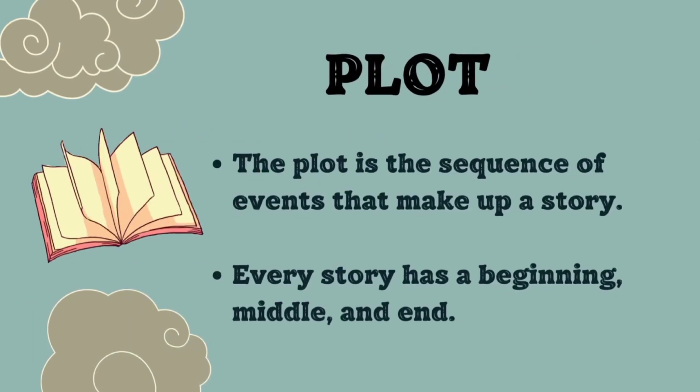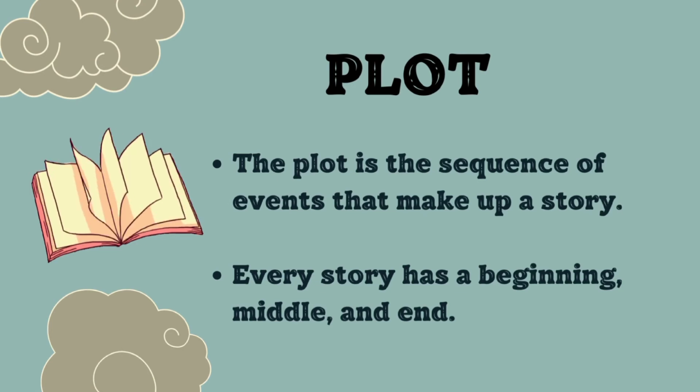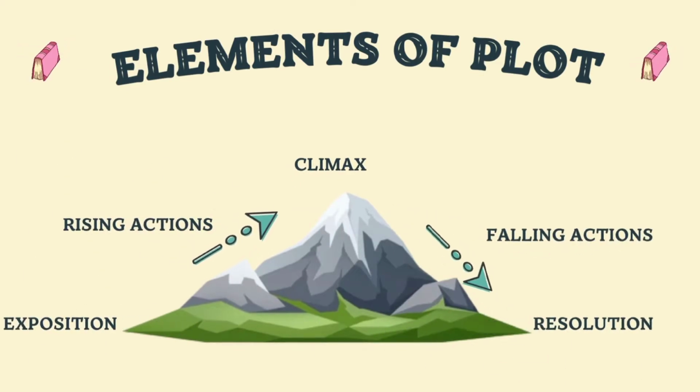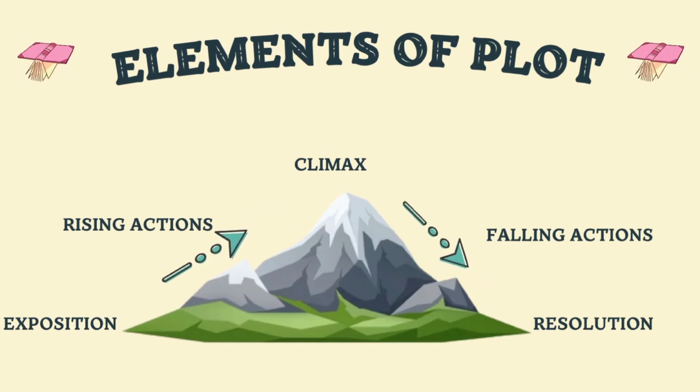So let's start off by talking about plot. What exactly is it? Plot, simply put, is the sequence of events from the beginning of the story to the end. Because remember, a plot has a beginning, a middle, and an end. We break those subsections up into 5 sections. The exposition is the beginning. The middle is the rising actions, climax, and falling actions. And the resolution is the ending.